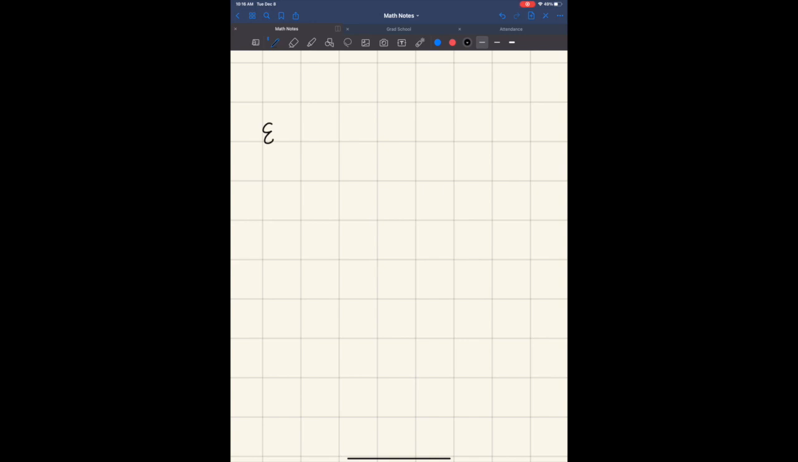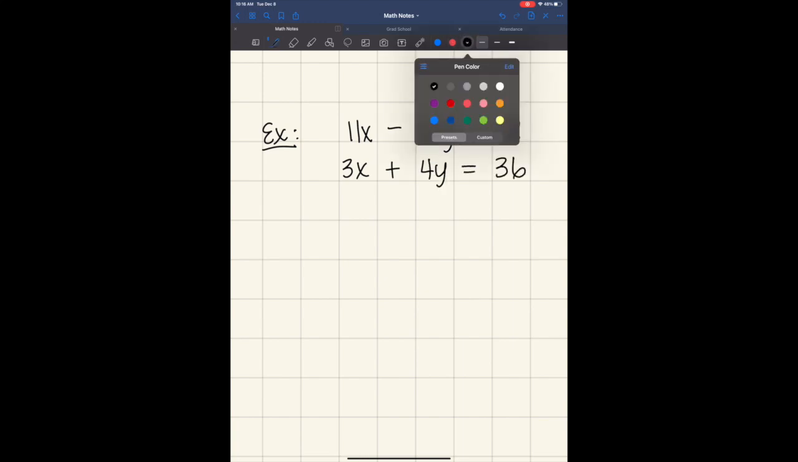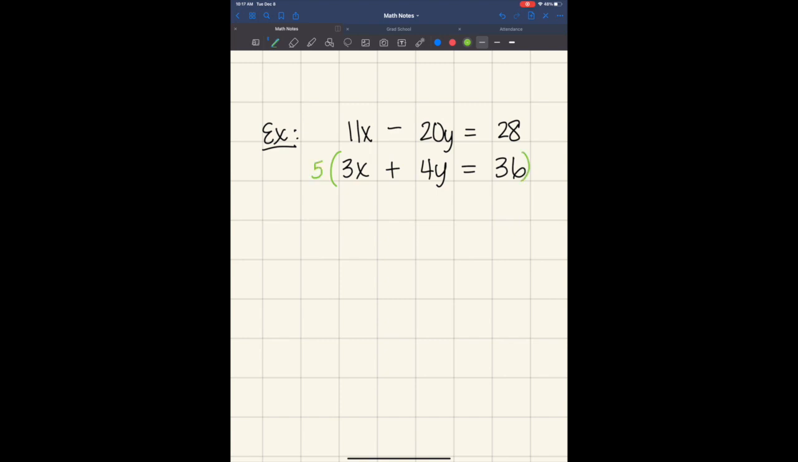Last example, 11x minus 20y equals 28, 3x plus 4y equals 36. They do not line up. So I'm going to multiply my second equation by 5 so that I have a negative 20y and a positive 20y. And I'm rewriting them down here. So in green is the equation that's been multiplied by 5.